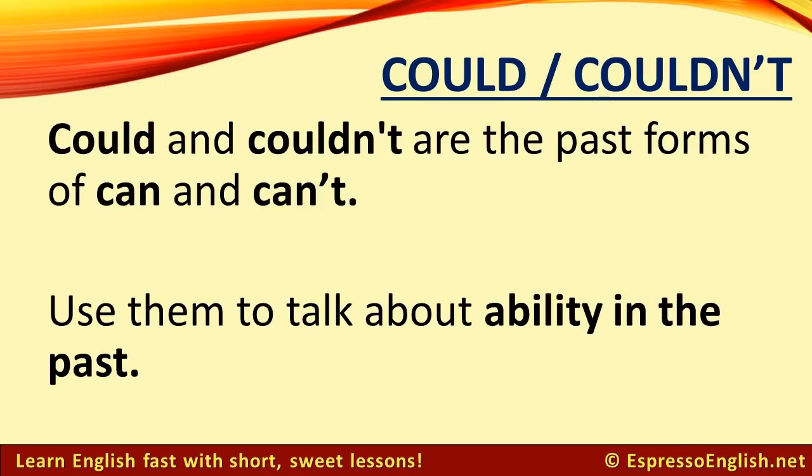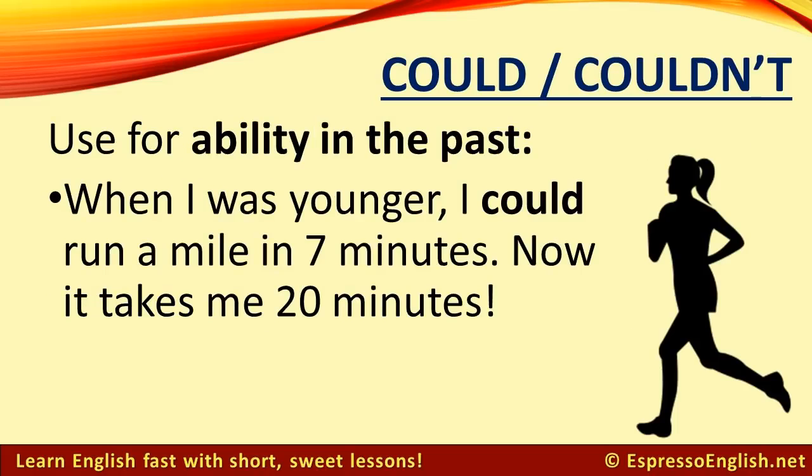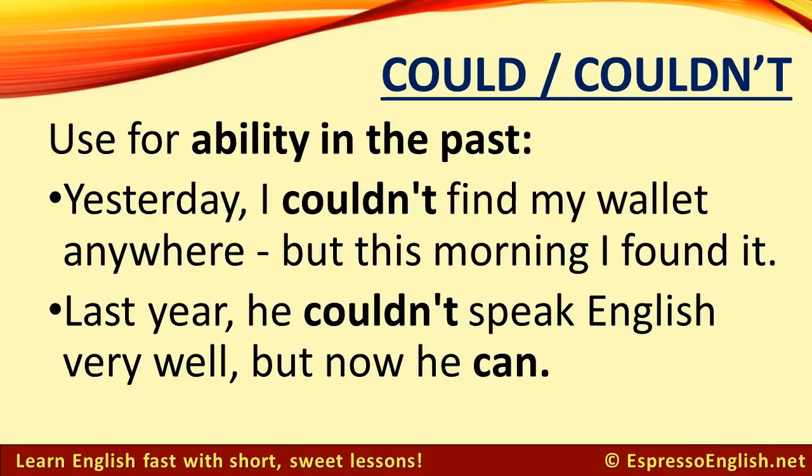Could and couldn't are the past forms of can and can't. Use them to talk about ability in the past. For example, when I was younger, I could run a mile in 7 minutes. Now it takes me 20 minutes. Yesterday, I couldn't find my wallet anywhere, but this morning I found it. Last year, he couldn't speak English very well, but now he can.